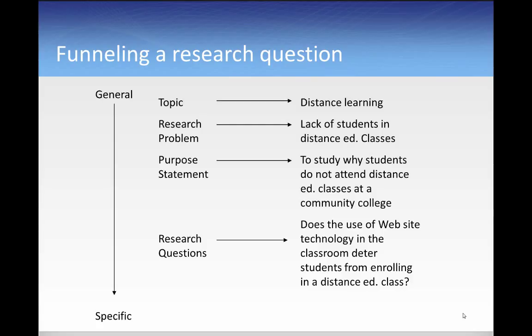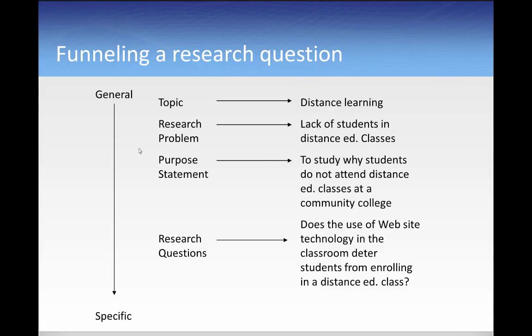In general, you can imagine that you're funneling a research question. So you would start with a general topic, and as you come along, you're getting more and more specific. So for example, you could start with a topic which could be distance learning. Then the research problem could be the lack of students in distance education classes.